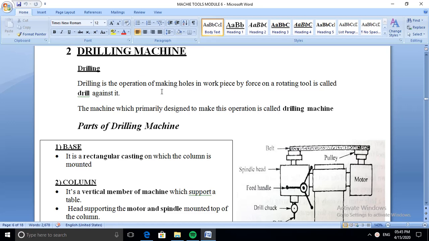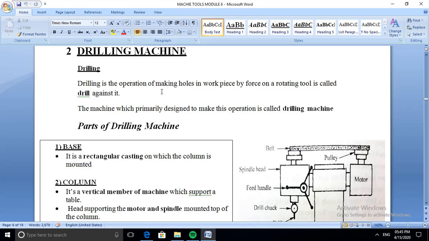and this tool is acting against the workpiece. That is the basic principle of the drilling machine. Here the tool is continuously rotating. In the case of a lathe, the workpiece is continuously rotating and the tool is acting against the workpiece. But in the case of a drilling machine, the tool is continuously rotating and the workpiece is acting against this tool. So that is the basic principle of the drilling machine.